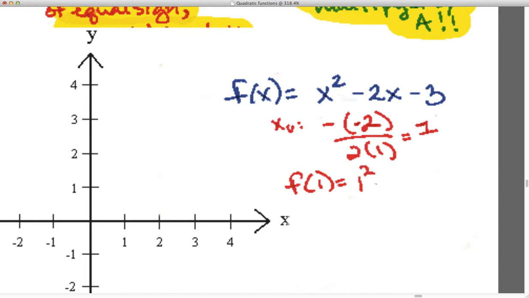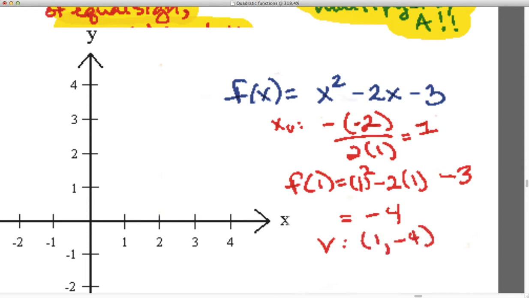You're going to get 1 squared minus 2 times 1 minus 3. So 1 squared is 1 minus 2 gives you a negative 1. Negative 1 minus 3 gives you a negative 4. So your vertex is going to be 1 comma negative 4. And you can also get your axis of symmetry, because now you know the vertex is going to be the vertical line x equals 1.